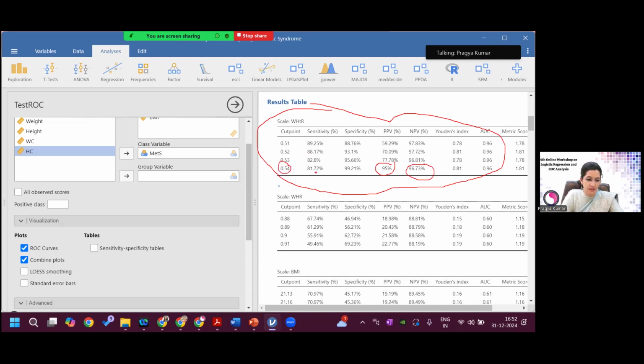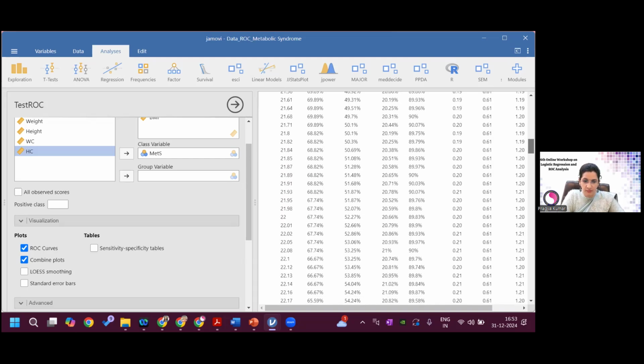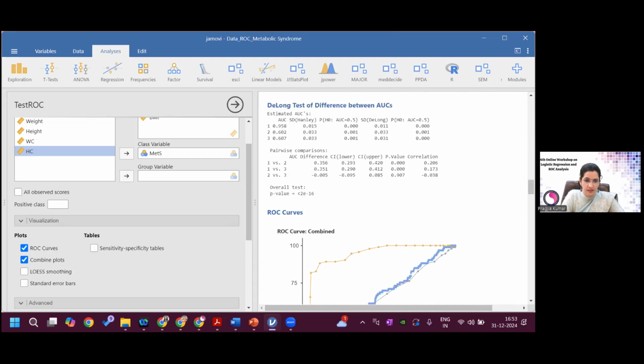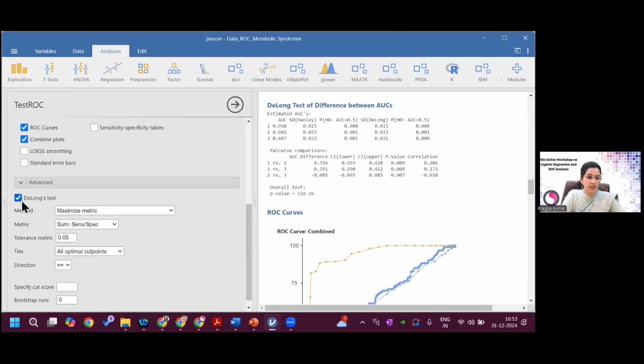And it is the researcher's discretion. Coming to the AUC, there is a DeLong test. If you come down and click this DeLong test, it gives you the difference between the AUCs. If you have got 3 parameters, it tells you the difference in this pairwise comparison also.